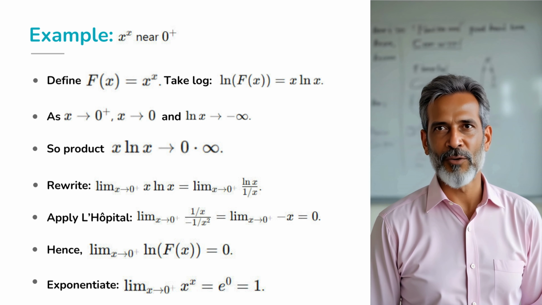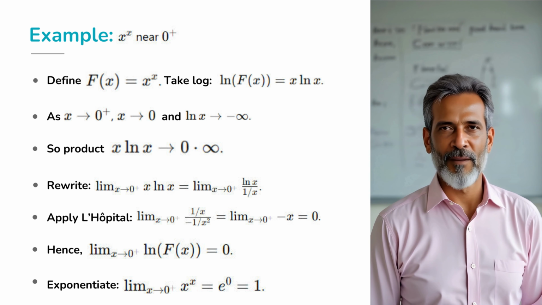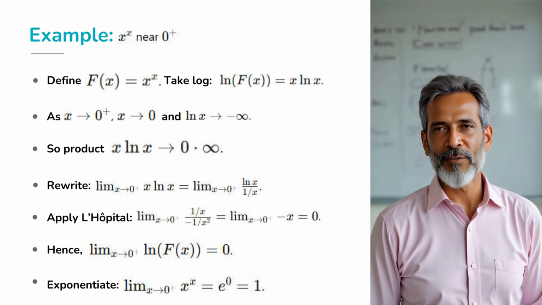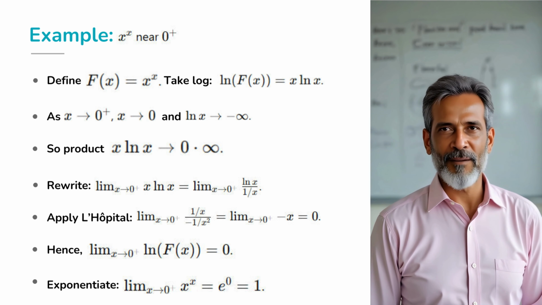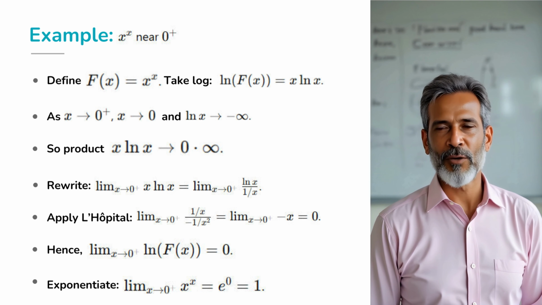As x tends to 0 plus, minus x tends to 0. Therefore, the limit of log f of x equals 0. Exponentiate. f of x tends to e raised to 0, which equals 1. And there we have it. The infamous 0 to the 0 form actually evaluates to 1 in this case.